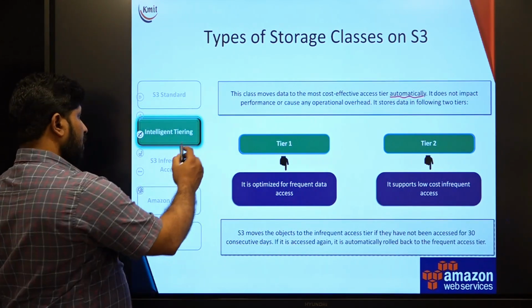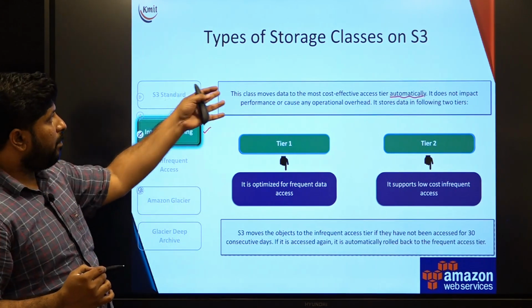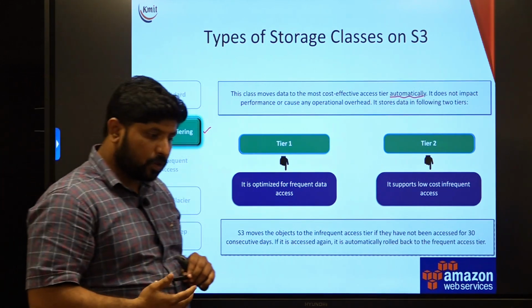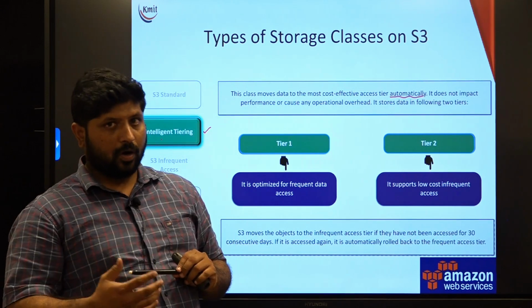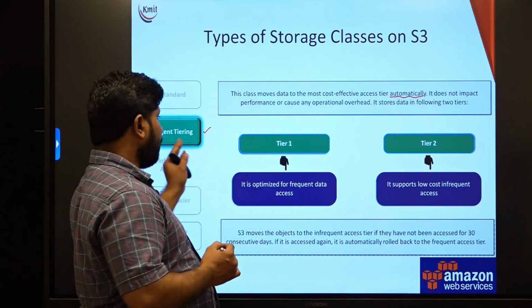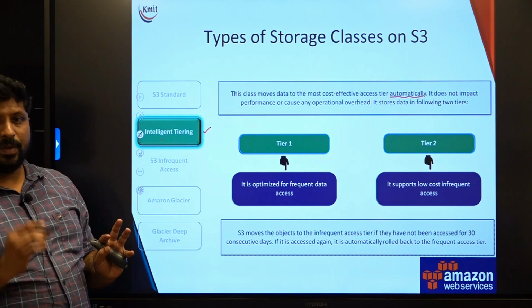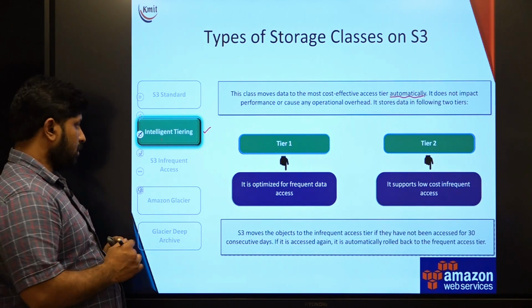This is going to be managed automatically by S3. If you are storing the object with the intelligent tiering storage class, when you don't know how frequently you are going to access a particular object, then you can adopt this storage class, where Amazon is going to manage it based on the access frequency of that particular object.